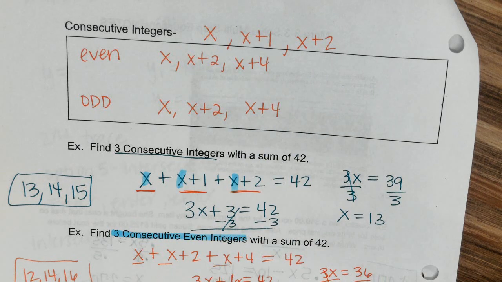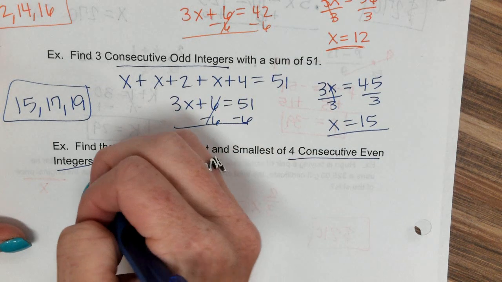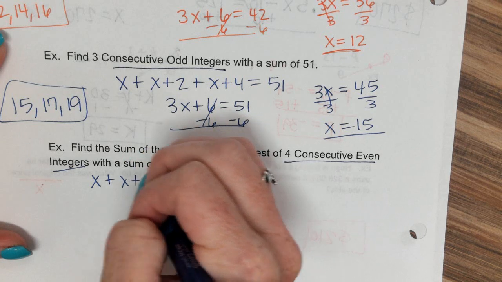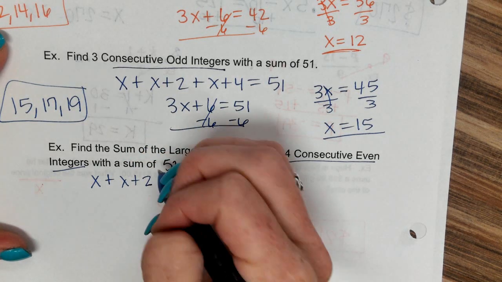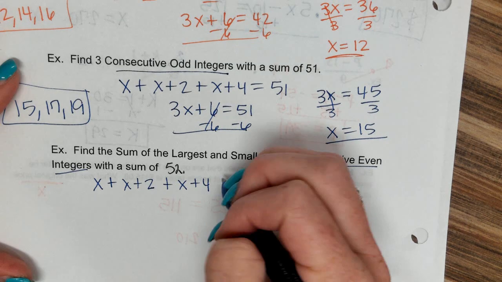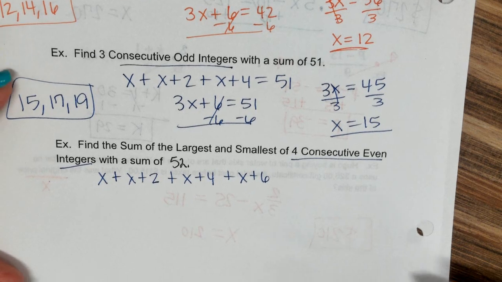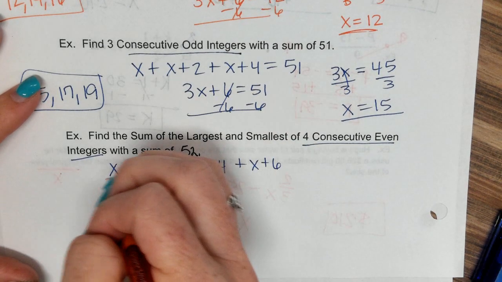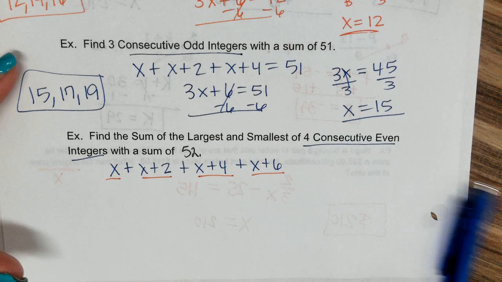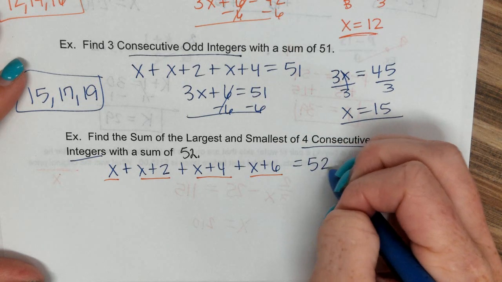X plus 6, because it's even. All right, so here we go. I'm going to do x. That's my first term, yes? Plus x plus 2. That's my second. Plus x plus 4. That's my third. I need one more. Plus x plus 6. Are we writing this down? So again, this is the first integer, the second, the third, the fourth. And they are all going to add up to equal 52.